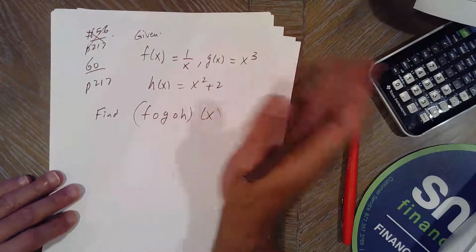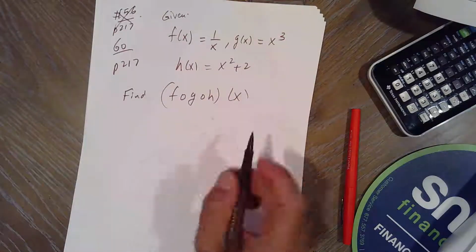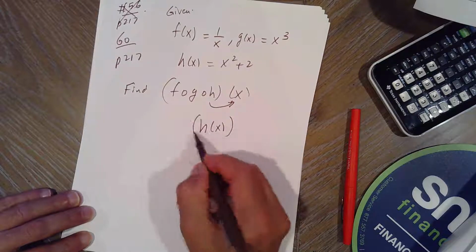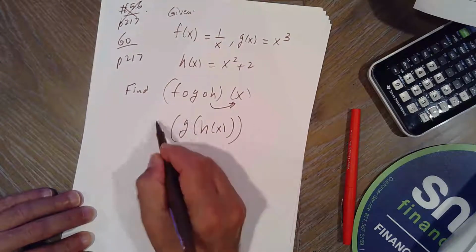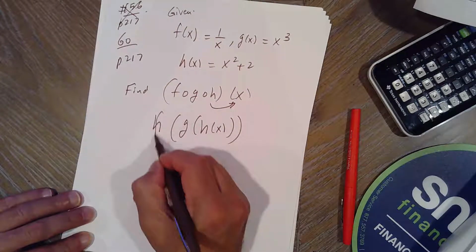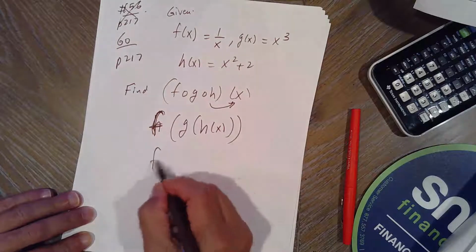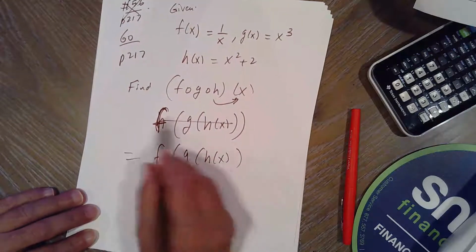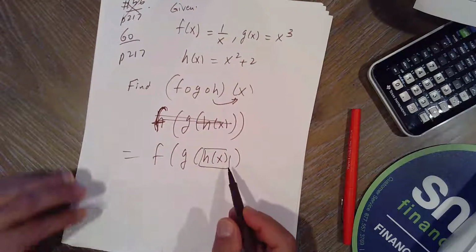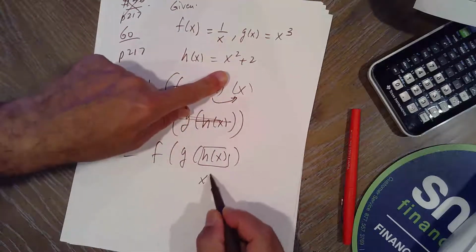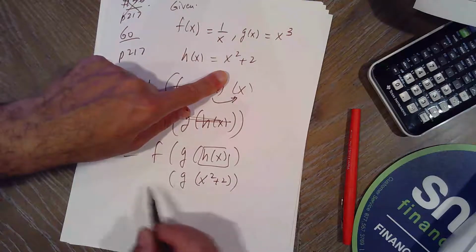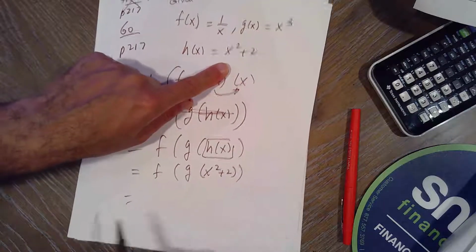Well, we're going to follow the same procedure as for number 2. It applies for number 3. We're starting with the inner function. So it's h of x, and then g of that, and then f of that. So start from h of x, which is x squared plus 2. We're going to plug it into g, and then whatever we get, we plug it into f, one step at a time.